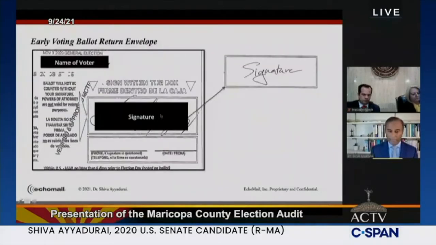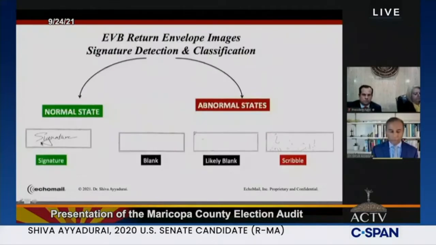And this is what one of those images looks like. You have an image, you have upper left the name of the voter, and here you have the signature. And we were asked as a part of the scope of this audit not to look anywhere else, but to look in this signature region and to see if there was a normal state, a signature there, or the abnormal states: blanks, split into two, and I'll talk about more in detail, a complete blank or likely blank, or what we call a scribble.